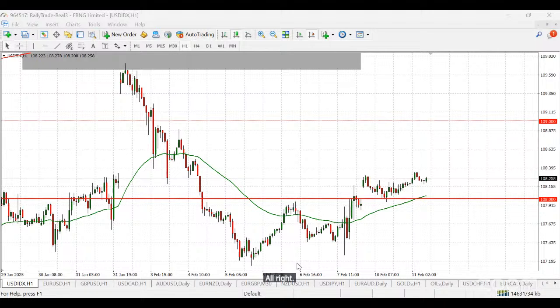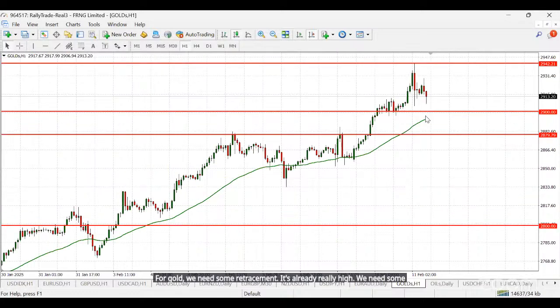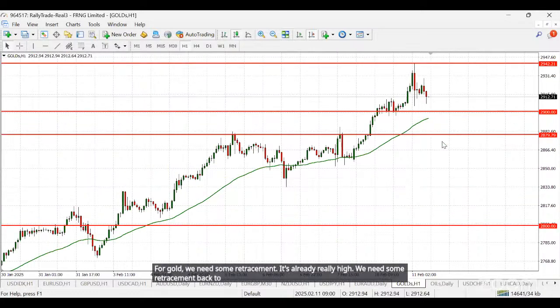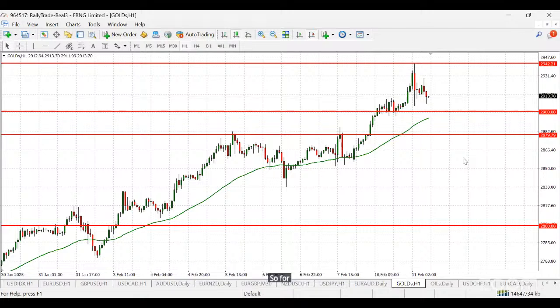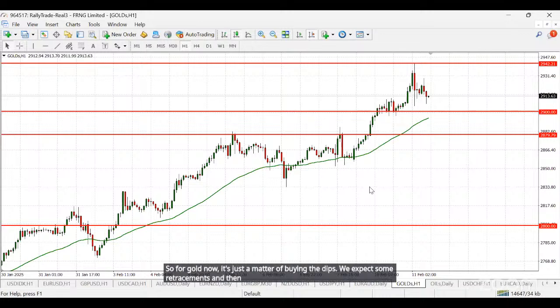For gold, we need some retracement. It's already really high. We need some retracement back to the 2900 level or 2880 level for us to jump right in for more buy opportunities. Of course, this has been aggressively bullish, so we need some retracement. So for gold now, it's just a matter of buying the dips. We expect some retracement and then we jump in for a buy.